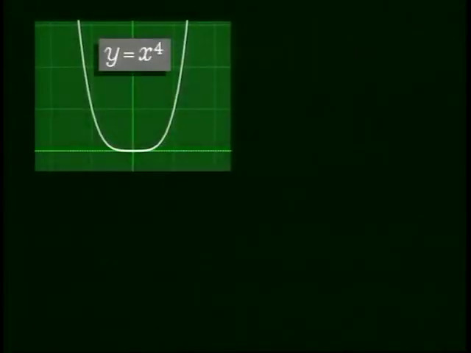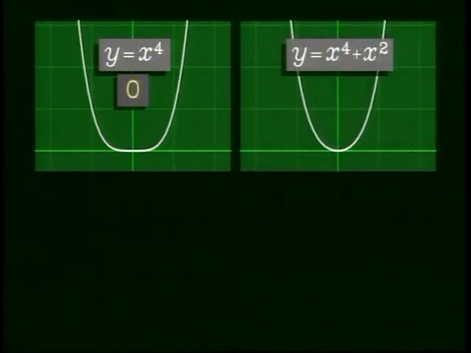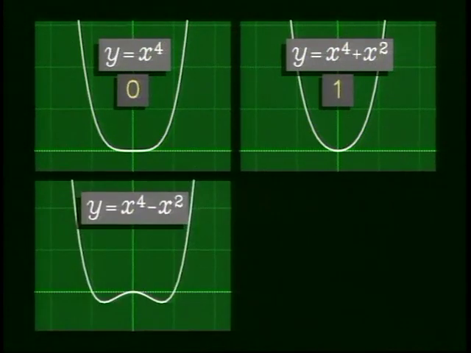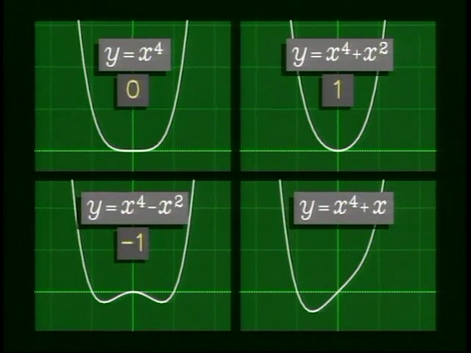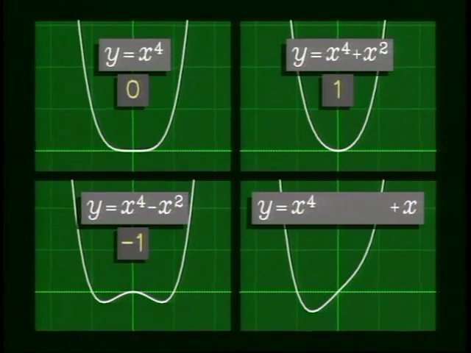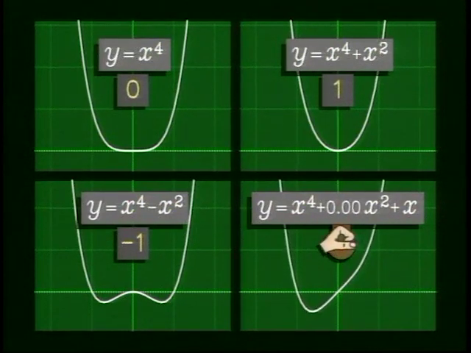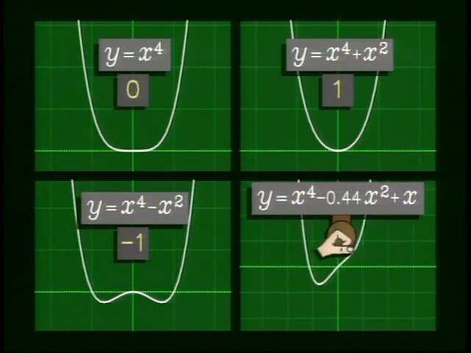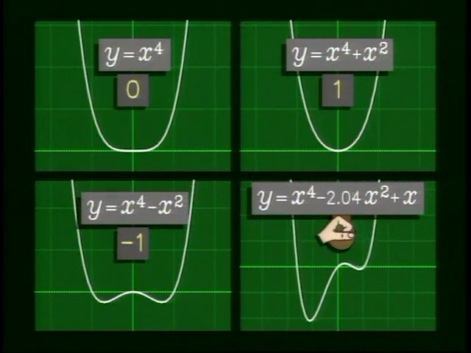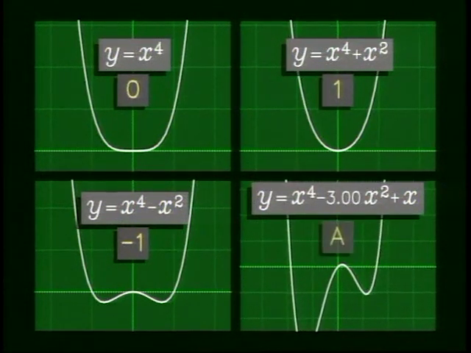Graphs of 4th-degree polynomials have 3 symmetric prototypes. Y equals x to the 4th, whose shape we'll call type 0. Y equals x to the 4th plus x squared, whose shape we'll call type 1. And y equals x to the 4th minus x squared, whose shape we'll call type -1. Together with an infinite family of asymmetric curves. Y equals x to the 4th plus x plus a number times x squared, where the number takes on all real values. The asymmetric curves we'll call type A.